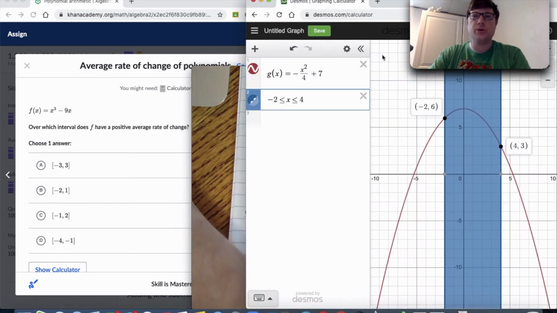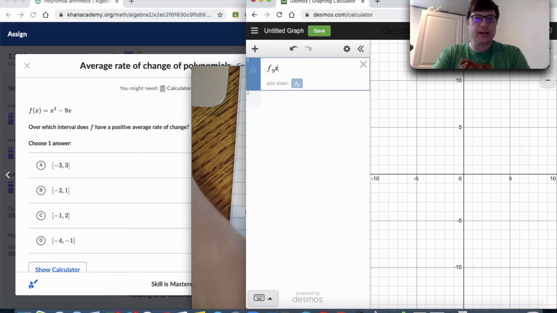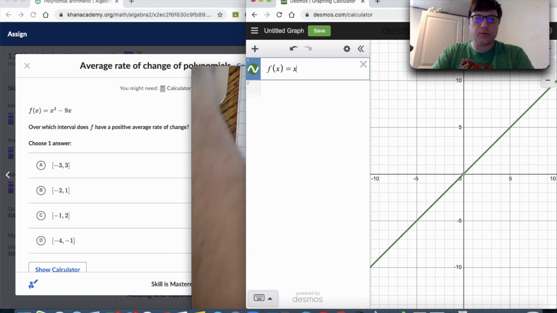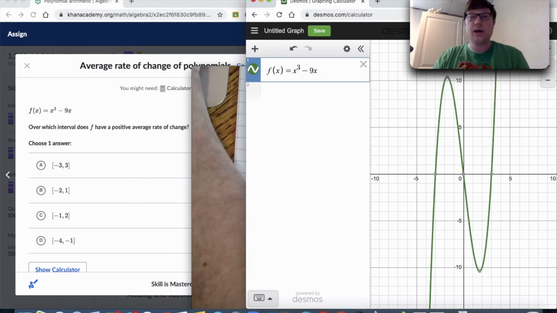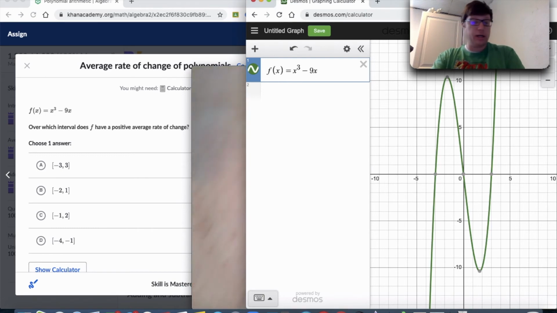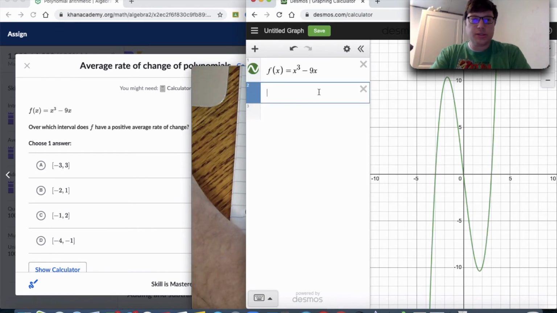And so with Desmos, let's get rid of these. I'm going to go f of x. Can't use that other shift button. Ugh. Okay, equals x to the power of 3 minus 9x. What's funny is that shift button wasn't working on the right side. Now the right side started working and the left side stopped working. Whatever, I'm ranting.